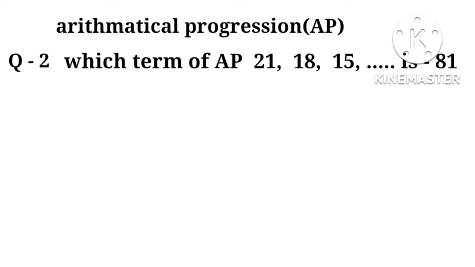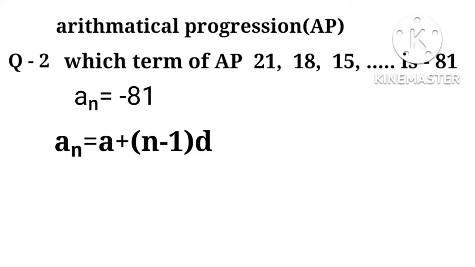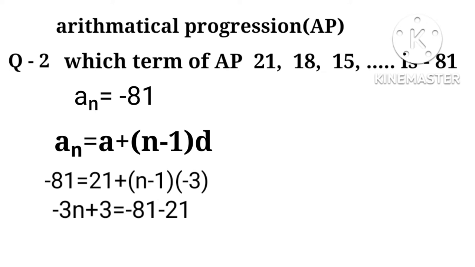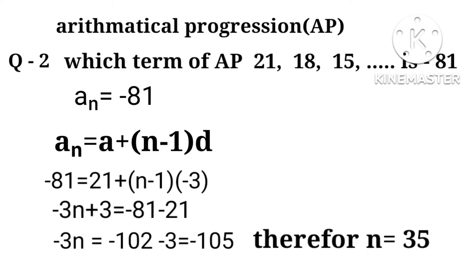Question 2. Which term of the AP 21, 18, 15 is minus 81? Let the nth term an be minus 81. Hence, an equals a plus n minus 1 into d. Minus 81 equals 21 plus n minus 1 into minus 3. Minus 3n plus 3 equals minus 81 minus 21. Minus 3n equals minus 102 minus 3 equals minus 99. Therefore n equals 33.